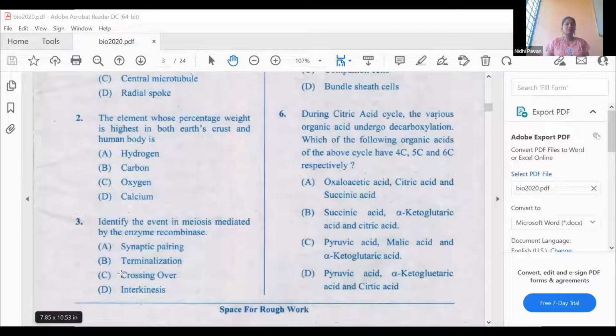Identify the event in meiosis mediated by the enzyme recombinase. Option A, synaptic pairing. Option B, terminalization. Option C, crossing over. Option D, interkinesis. Out of these, these are certain processes which occur in meiosis. So which is the process which involves the action of an enzyme? Guess it and answer through a mic.